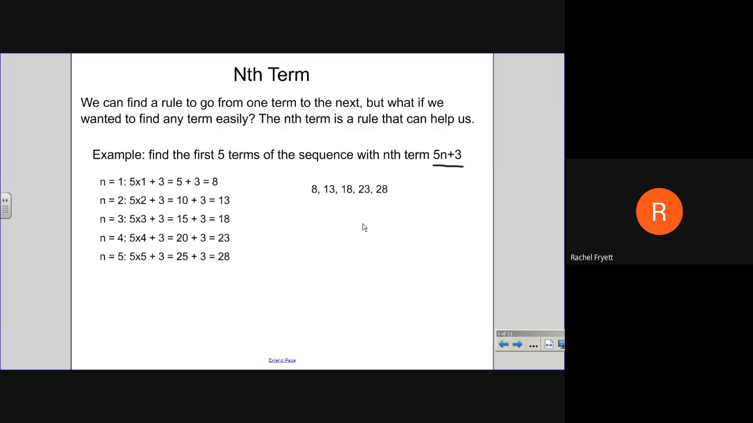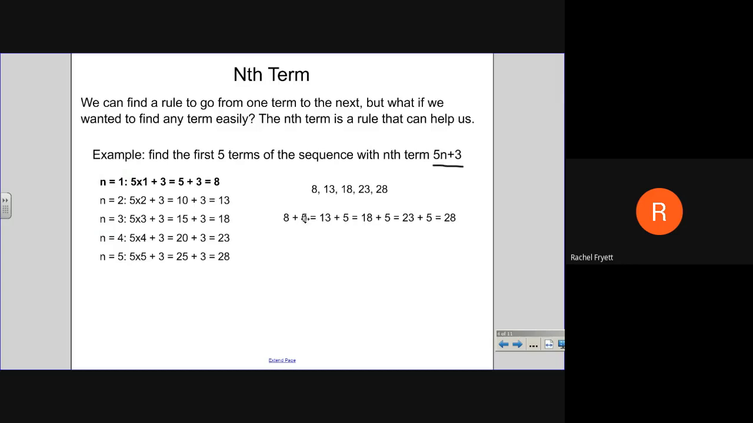Now, there is a quicker way to get this, but you still have to do the first line. So I'm going to make that in bold because you can't do either method without doing the first line. Once you've done the first line and got the 8, you can then simply add the number that's in front of the n. So once I've got the 8, I could say 8 add 5 is 13. That's my second one. Add 5 to that, I get 18. That's my third one. Add 5 to that, I get 23, which is my fourth term. Add 5 to that, I get 28, which is my fifth term.